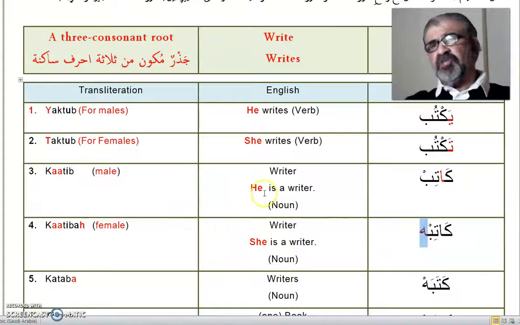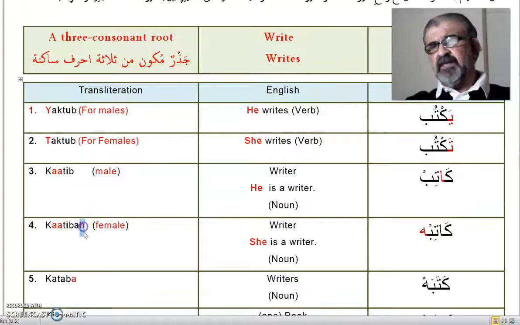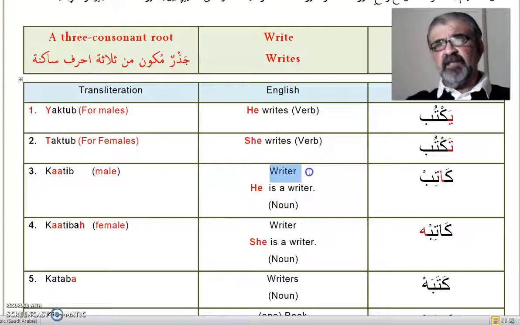Katiba. So to change the word writer in Arabic from being for males to for females, all that we have to do is to add the h at the end. And this is something common, by the way, for so many words. So for verbs, we change the ya into ta. And for nouns, like writer in this case, we add h at the end.